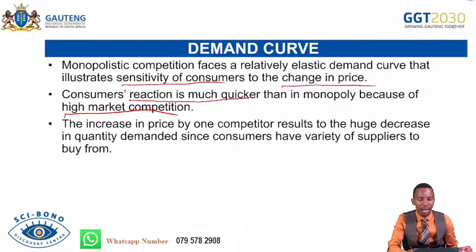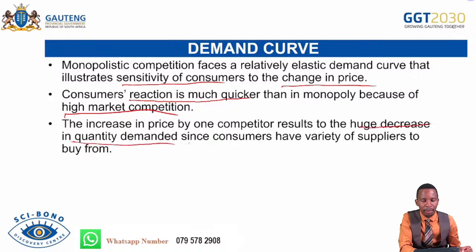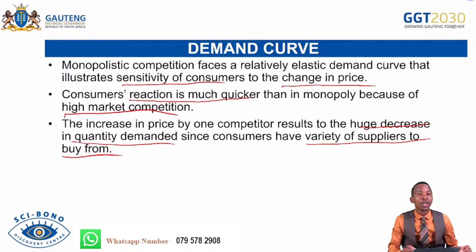The increase in price by one commodity results in a huge decrease in quantity demanded since consumers have a variety of suppliers to buy from. So if one firm increases the price, consumers are very quick to react in quantity demanded. They demand less and demand more from other firms that are selling at a lower cost. That's why we have this downward sloping demand curve.